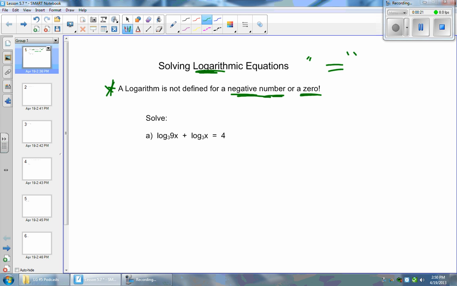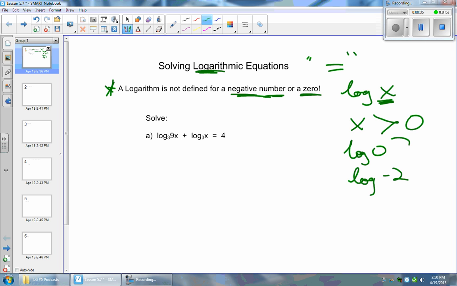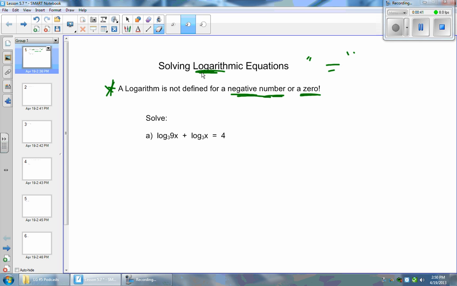So in other words, for any log, if you're going to put a value right here, that x has to be greater than 0. Because if you actually boot up your calculator and you do a log of 0, or if you do a log of some kind of negative, and we'll just put down -2, both of those will go kaboom in your calculator, and your calculator just won't work properly, okay? So make sure you realize that this doesn't happen.